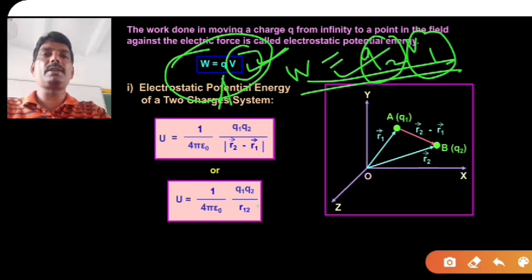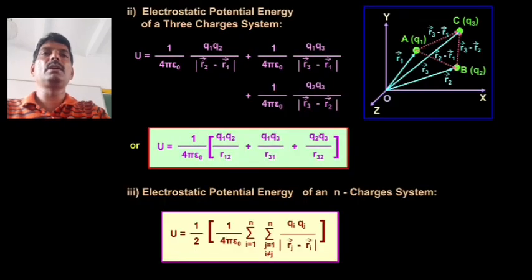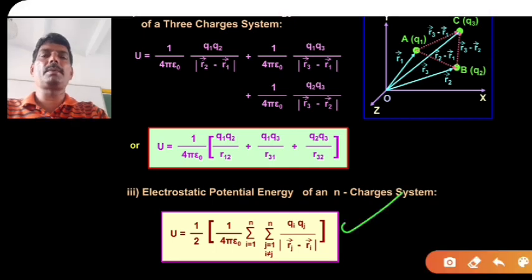So you can see the energy you have calculated, U is equal to 1 upon 4 pi epsilon naught Q1 Q2 upon R12. Similarly, you have calculated the electrostatic potential energy of the three charge system. U is equal to 1 upon 4 pi epsilon naught into bracket Q1 Q2 upon R12 plus Q1 Q3 upon R31 plus Q2 Q3 upon R32. So ultimately, for n number of charges, you have written this type of equation. So these are the related things.